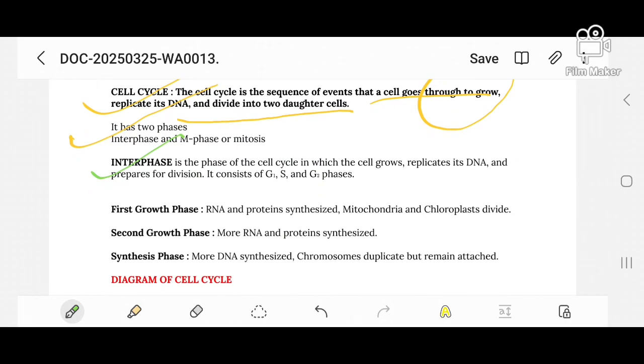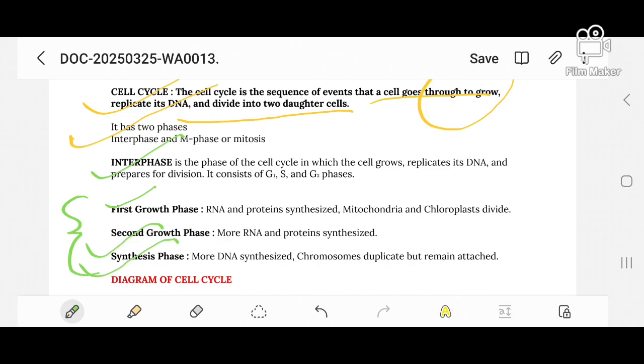Interphase, one of the phases of the cell cycle. Okay, the definition is not required. If you want to learn, you will learn. The interphase consists of G1, G2 and S. G1 means first growth phase, G2 means second growth phase, S means synthesis phase.